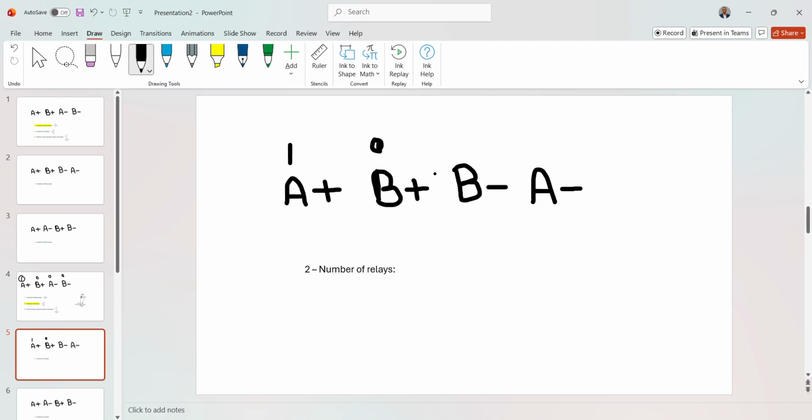Oh, forgive me for the handwriting. Then we jump again, we see B, the previous one was B, so no, we need to add another relay. So we added a relay. Then we jump to A. Is it the same as B? No, so we don't need to add a relay. So how many relays in total do we have? We have one here, one here. So for this sequence, we have 2 relays. This sequence can be operated using 2 relays.